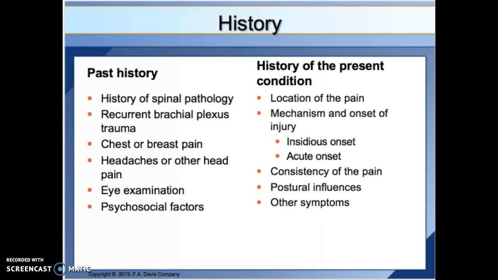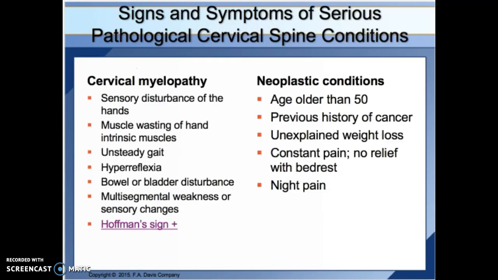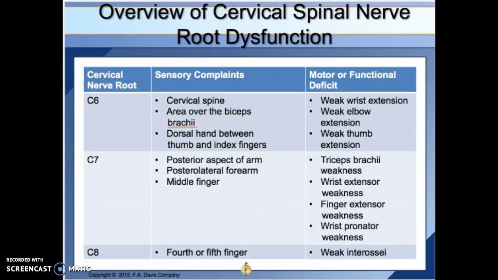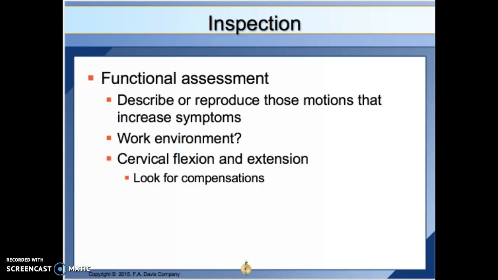Psychosocial factors impact chronic pain that is spine related. So we always want to ask about those types of things as well. Okay, so history of mental illness is really what I'm talking about here. All right, so we talked about a lot of these conditions already: vertebral artery insufficiency, nerve root dysfunction.